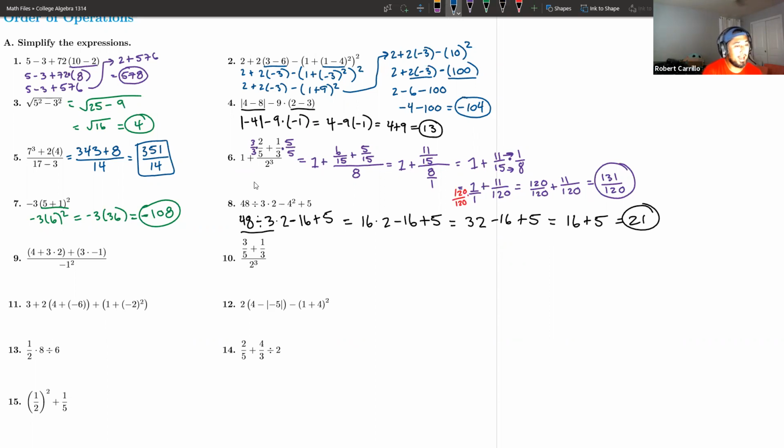Okay. 9. Look at that one. 4 plus 3 times 2 plus parentheses 3 times negative 1 over negative 1 squared. All right. So, like I said, you'll handle the numerator and denominator separately, still following PEMDAS. So in the numerator, we'll handle the first parentheses and do that 3 times 2.